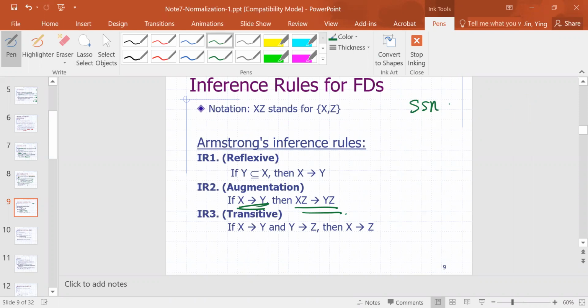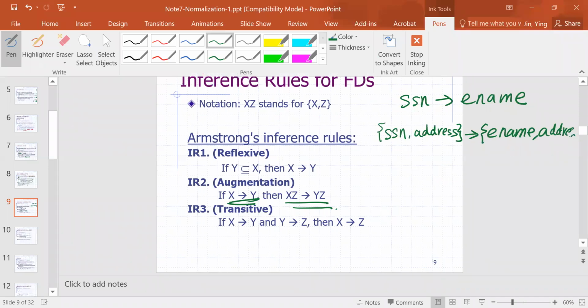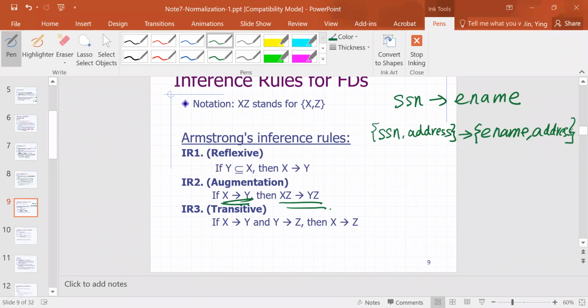Say I have SSN to ename. Suppose this is a functional dependency I can produce from the user requirements, SSN to ename. And if I add something on both sides, so social security number and address on the left, and ename and address on the right also. So that is adding.